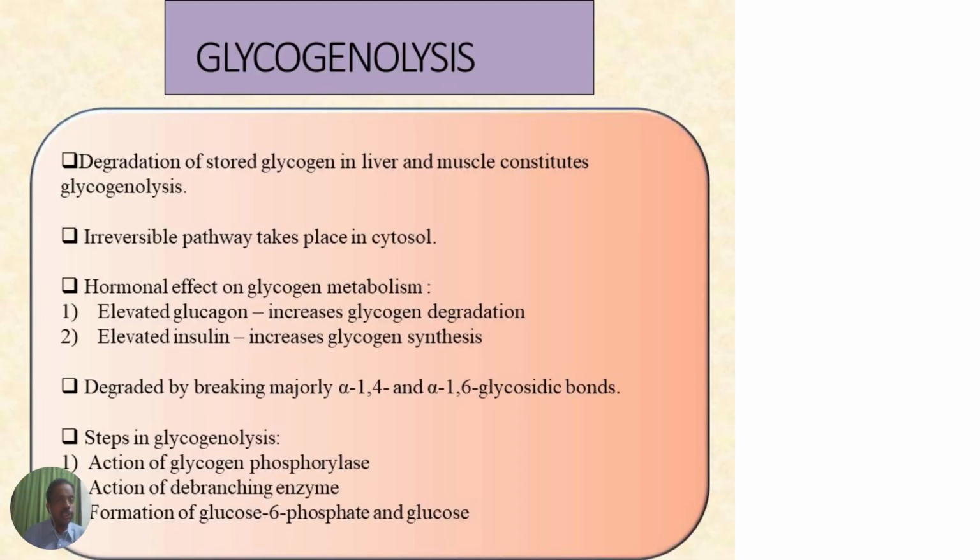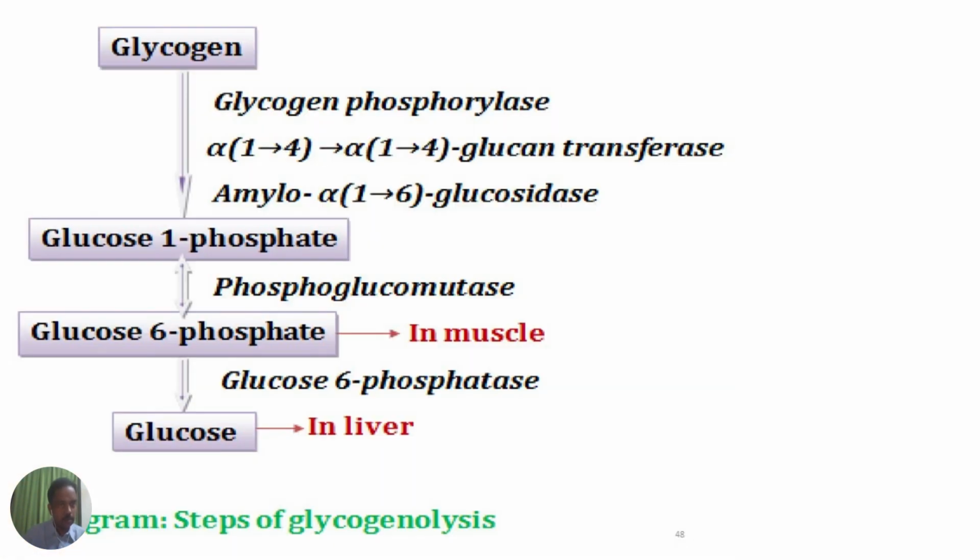Glycogenolysis: glycogen gets lysed to form glucose. It is an irreversible pathway, very important, and it takes place in the cytosol. So glycogen forms glucose.